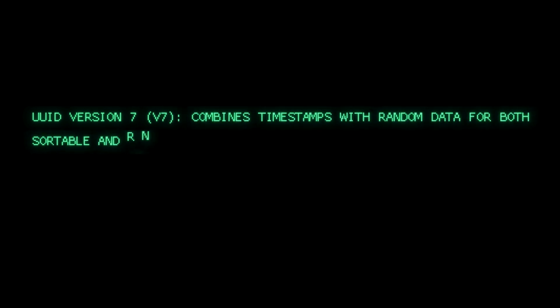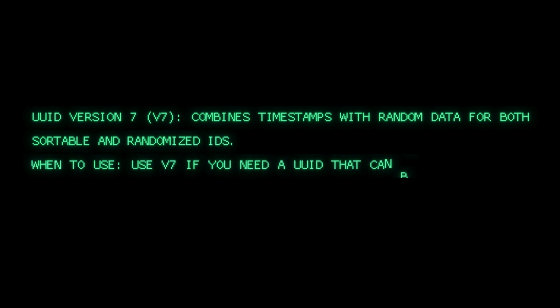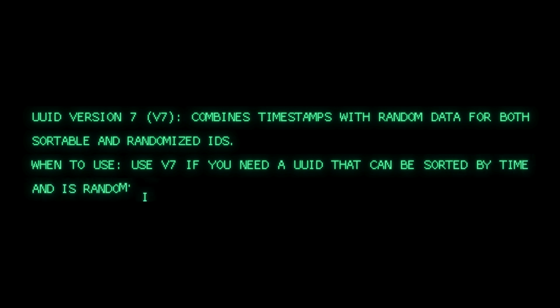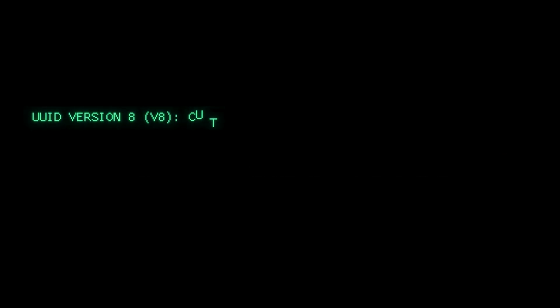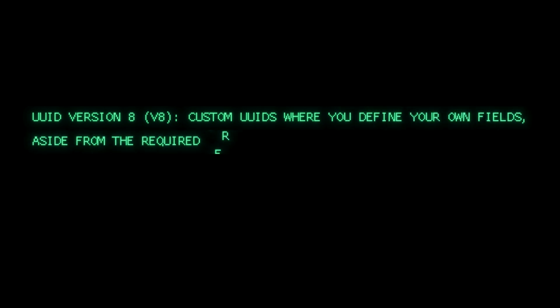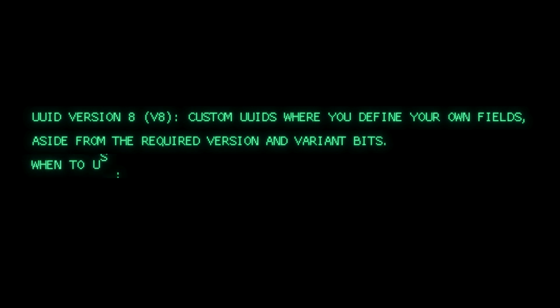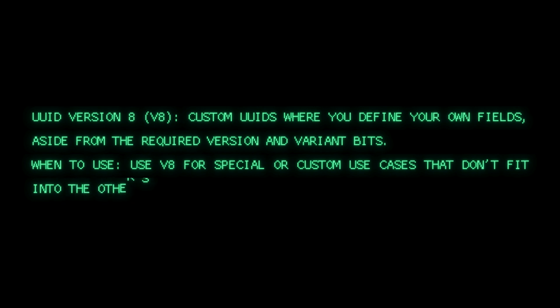UUID version 7, v7, combines timestamps with random data for both sortable and randomized IDs. When to use v7: if you need a UUID that can be sorted by time and is random. It's often a better choice than v1 or v6. UUID version 8, v8, custom UUIDs where you define your own fields, aside from the required version and variant bits. When to use v8: for special or custom use cases that don't fit into the other standard versions.